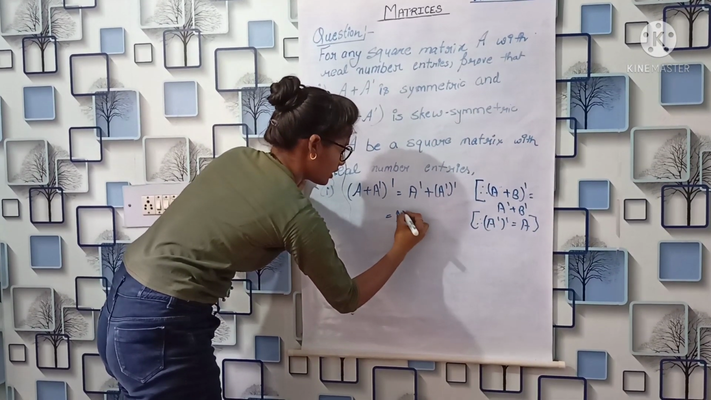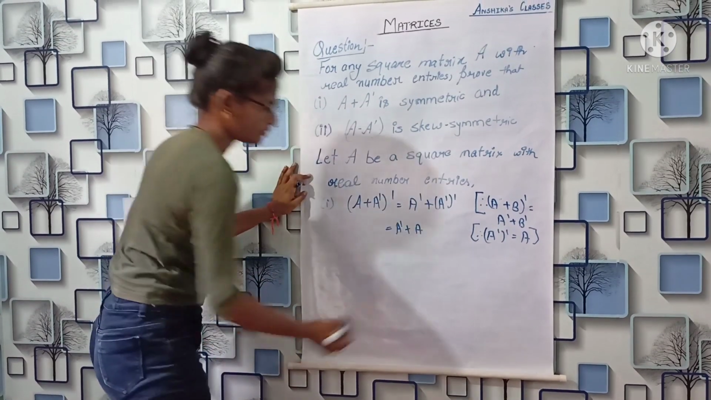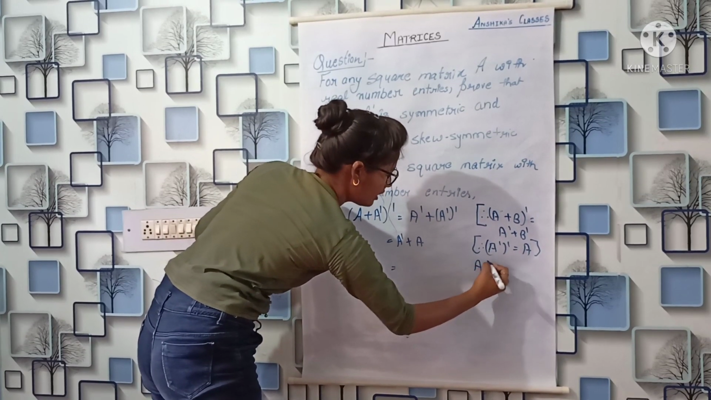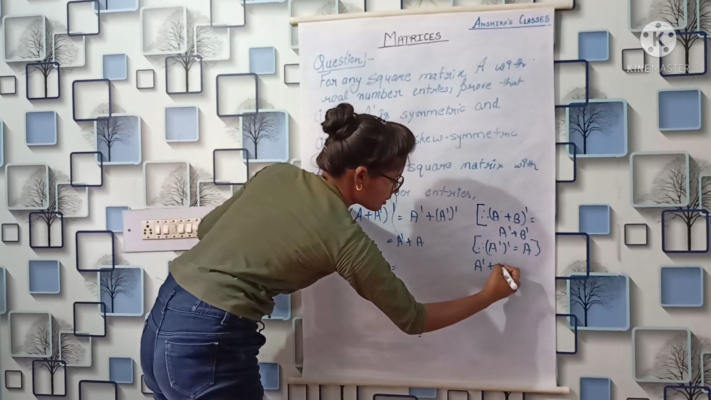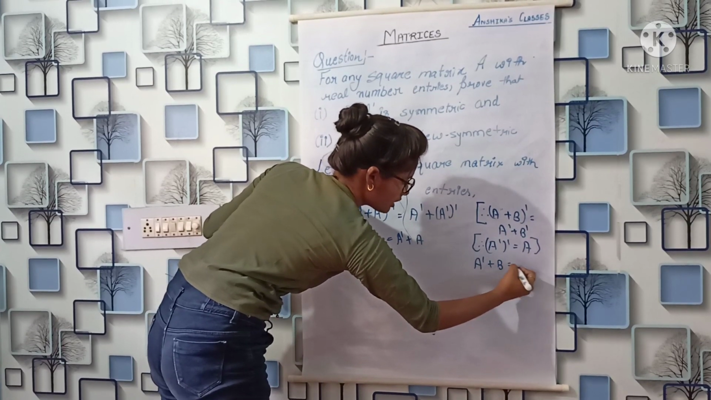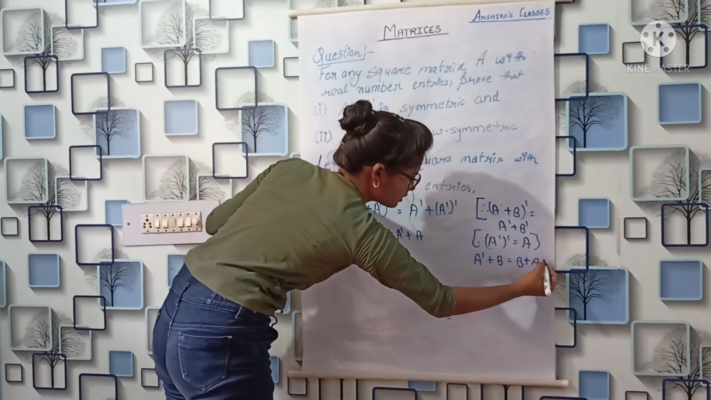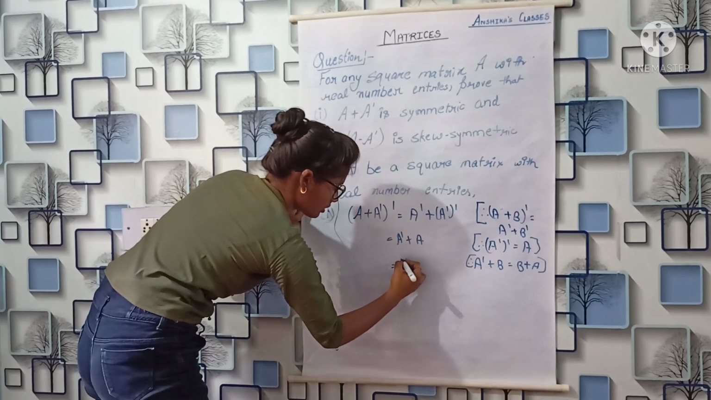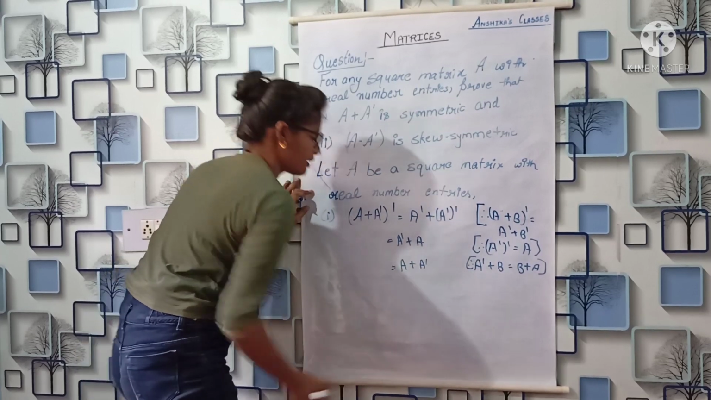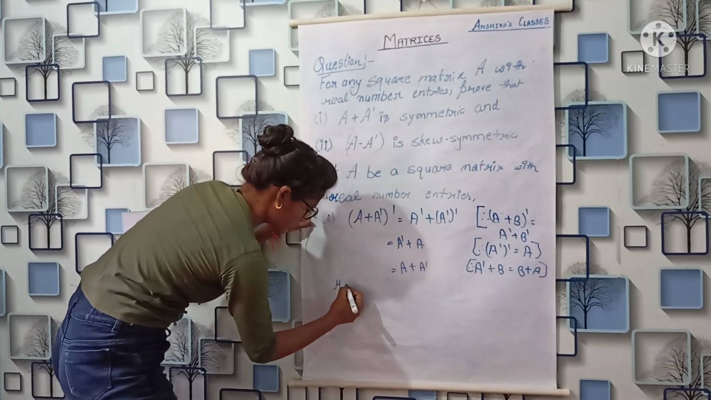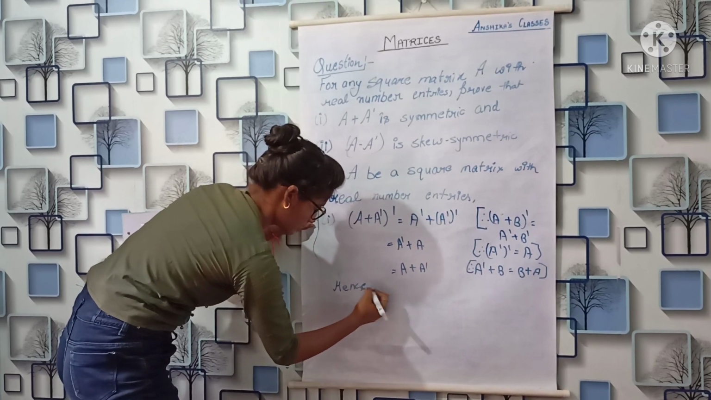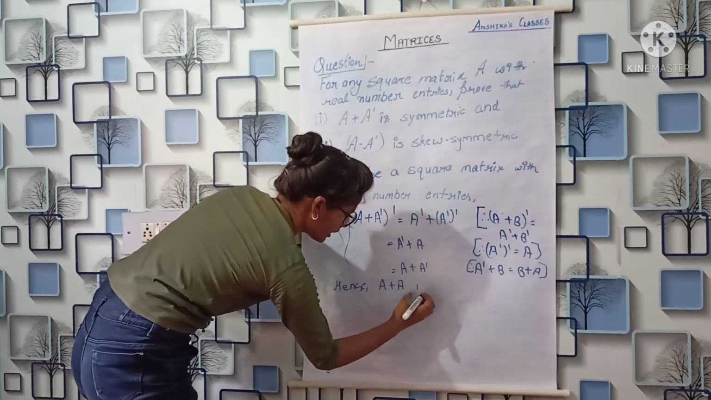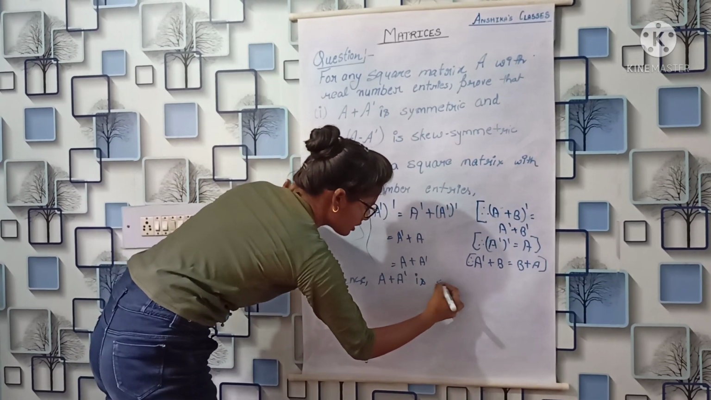Then A dash plus A. So A dash plus A is equal to A plus A dash. Hence A plus A dash is symmetric.